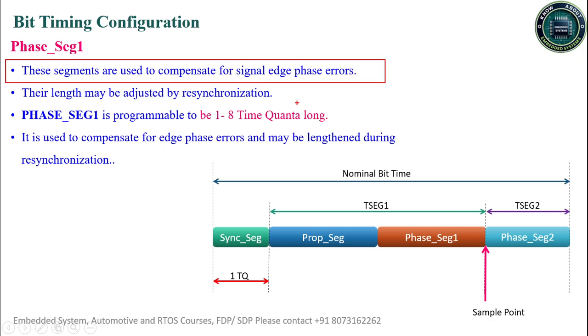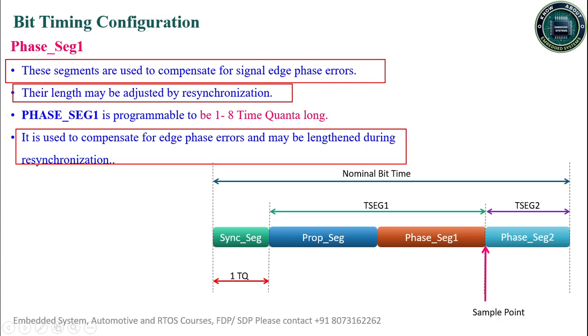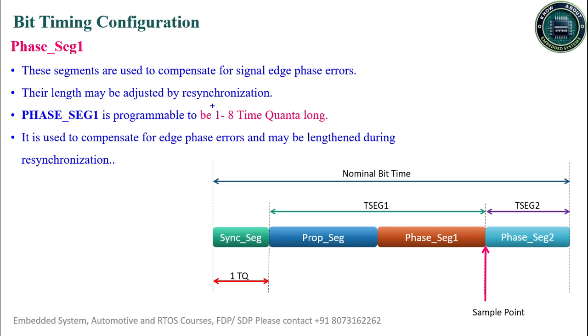I have already told, if there is any misalignment during the synchronization segment, that can be adjusted in phase segment buffer 1 and phase segment buffer 2. Especially phase segment buffer 1 is used to compensate the signal edge phase errors. Usually this can be achieved by lengthening. You can see here it is used to compensate the edge by lengthening during the resynchronization. So you can increase the bit length here in phase segment buffer 1 in order to achieve synchronization. This will take a minimum of 1 time quanta and a maximum of up to 8 time quanta to provide a proper synchronization.